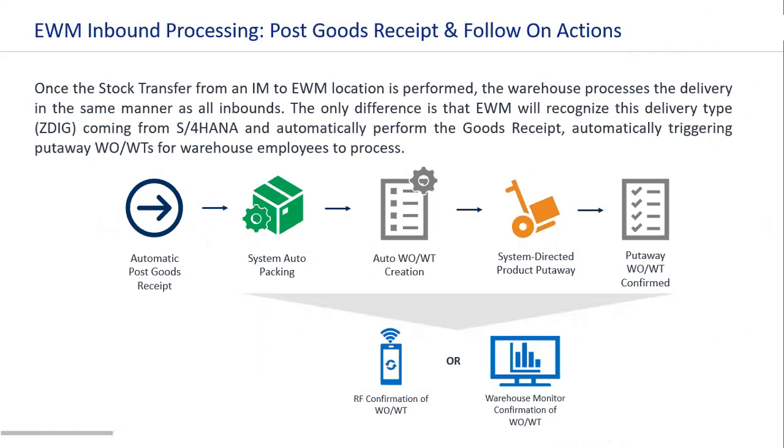Once the stock transfer from IM to EWM location is performed, the warehouse processes delivery in the same manner as all inbounds. The only difference is that EWM will recognize this delivery type as ZDIG coming from S4HANA and automatically perform the goods receipt, triggering any warehouse order or tasks for employees to process. And again, same at the bottom, any tasks can be completed on the RF gun or from the warehouse monitor.